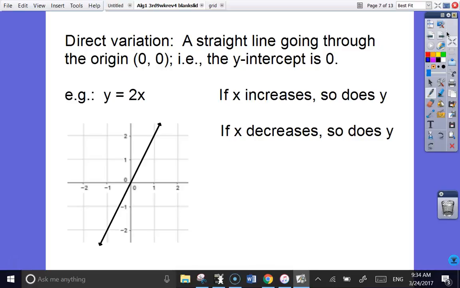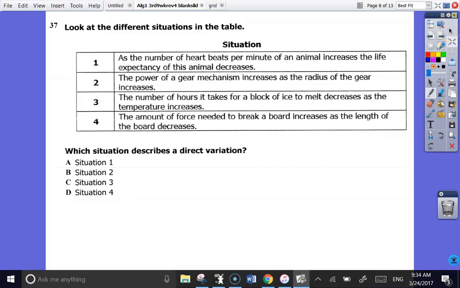Okay, so now let's look at a couple problems from our package. This is number 37. It says, look at these different situations in the table. Which one of these describes a direct variation? If we read the first one, I'll give you a flavor of what they're doing here. As the number of heartbeats per minute of an animal increases, the life expectancy of the animal decreases. Does that sound like a direct variation? No, because one's increasing and the other's decreasing. That's not what direct variations do.